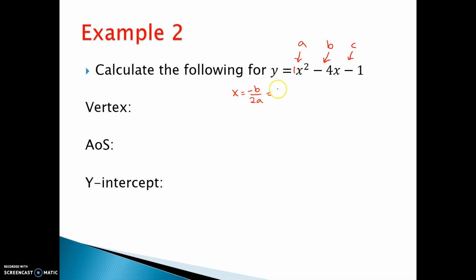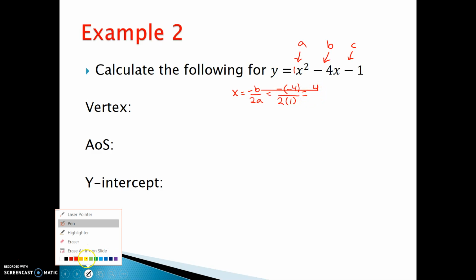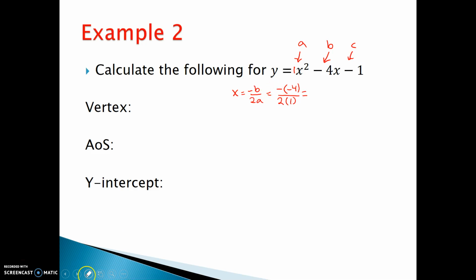So again, I have negative b. Well, my b is negative 4. So again, be careful. Watch out for those double negatives. Over 2 times 1. Up top, we get a double negative, which turns into a positive 4, over 2, which reduces down to be 2. So again, that is the x value of my vertex. It's also my axis of symmetry. x equals positive 2.